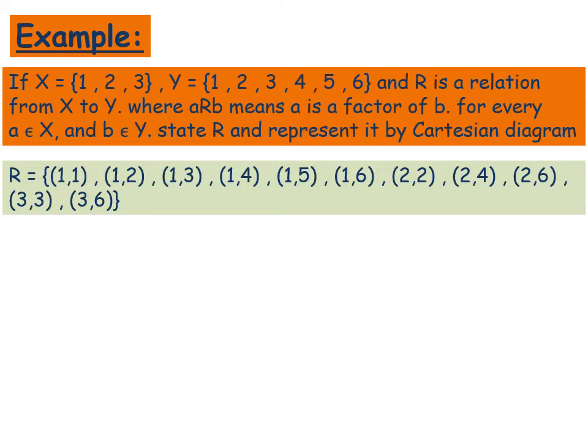Okay? If I want to check all the ordered pairs, I will check the condition. In every ordered pair, is a a factor of b? Yes. 1 is a factor of 5. 2 is a factor of 4. And 2 is a factor of 6. 3 is a factor of 6. And so on.